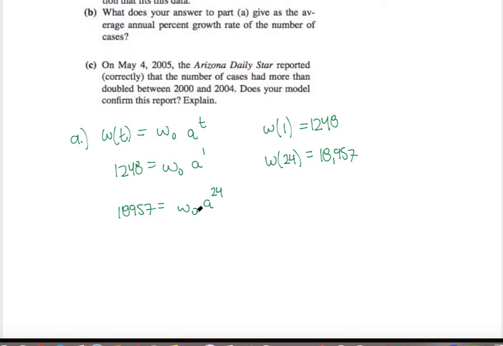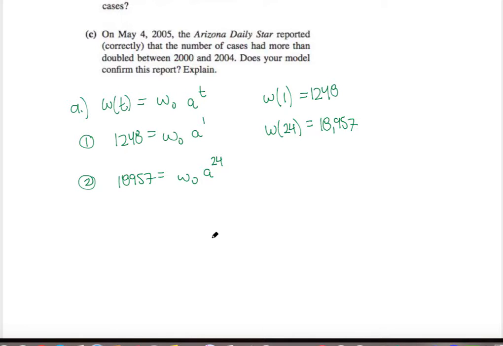So we actually have two unknowns and two equations, equation 1 and equation 2. So we can solve this as a system of equations. One way we can do it is just to substitute. So let's go ahead and say that W0 is, using equation 1, 1248 divided by A.